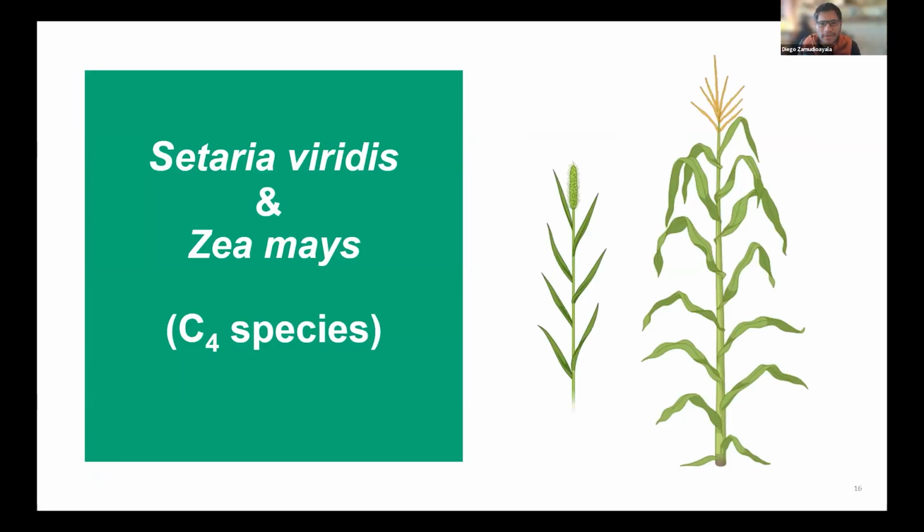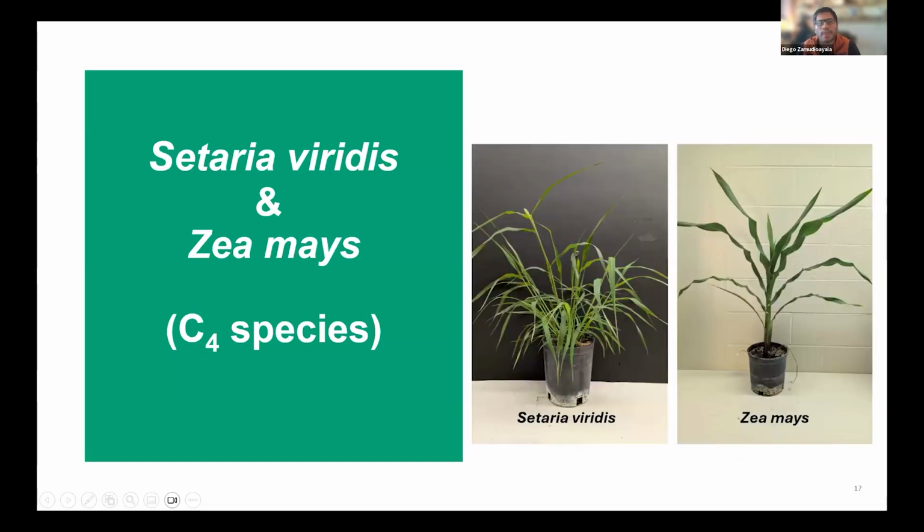All right. Hi, everyone. Again, my name is Diego Zamudio, and I'm a graduate student at Washington State University. My part will focus on sharing some data where we collected carbon-13 discrimination in important C4 species, Setaria and maize.